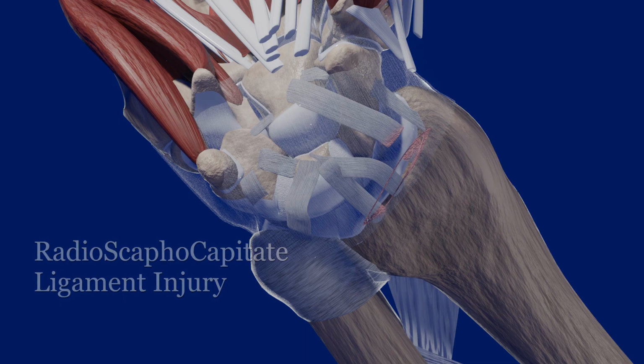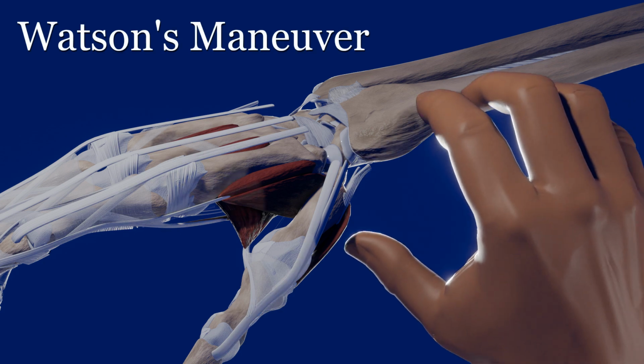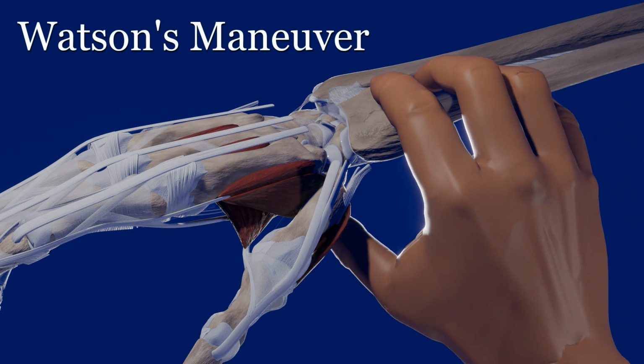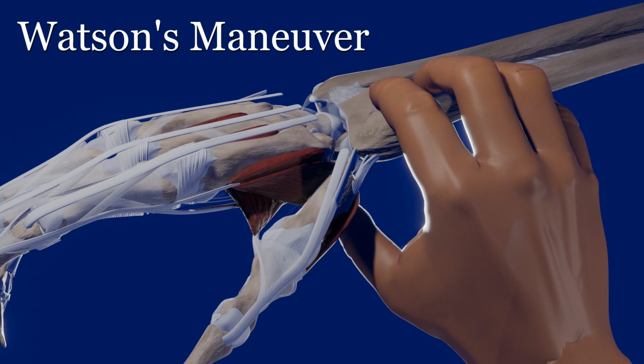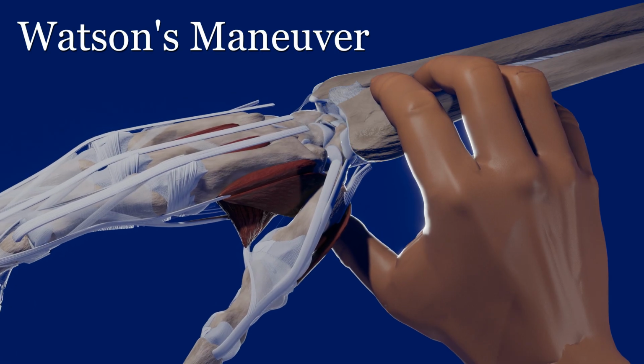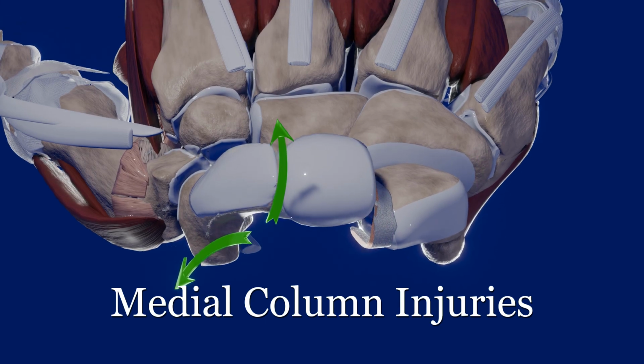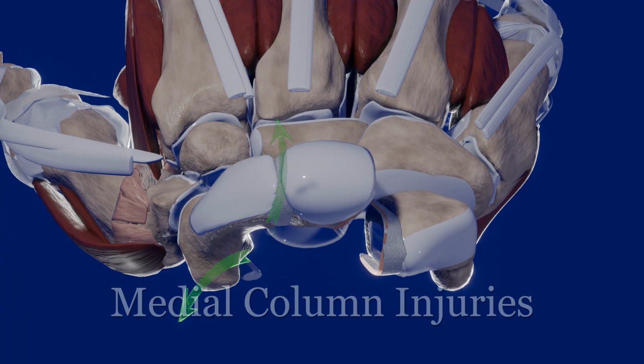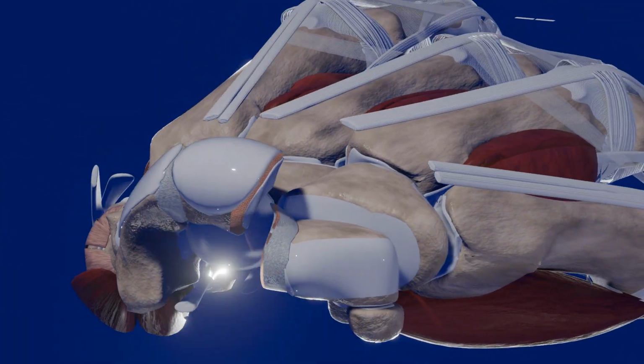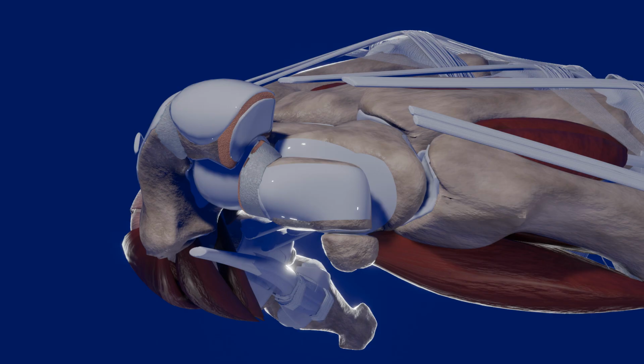Dynamic instability can be demonstrated with Watson's maneuver. In such cases, dorsal translation of the capitate through pressure on the trapezium produces a DISI. Isolated medial column injuries tend to produce VISI instabilities for similar reasons. However, isolated medial column fractures and ligament injuries are more rare.